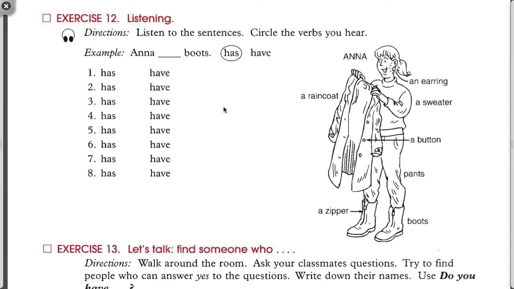Number 1. The boots have zippers. Number 2. Anna has a raincoat. Number 3. Her raincoat has buttons. Number 4. Her sweater has long sleeves. Number 5. She has earrings on her ears. Number 6. The earrings have diamonds. And number 7. You have long pants. Number 8. We have warm coats.